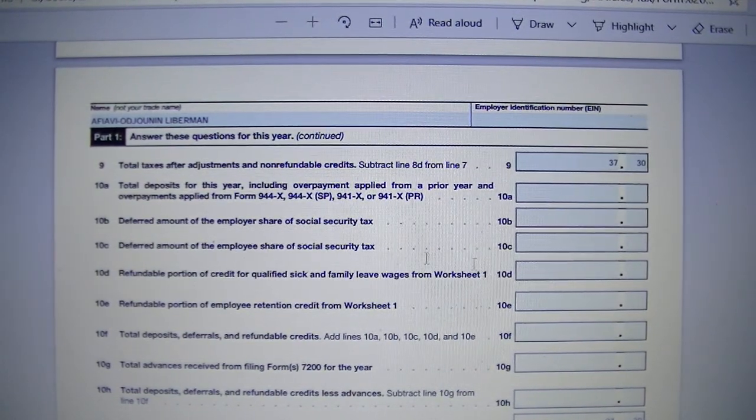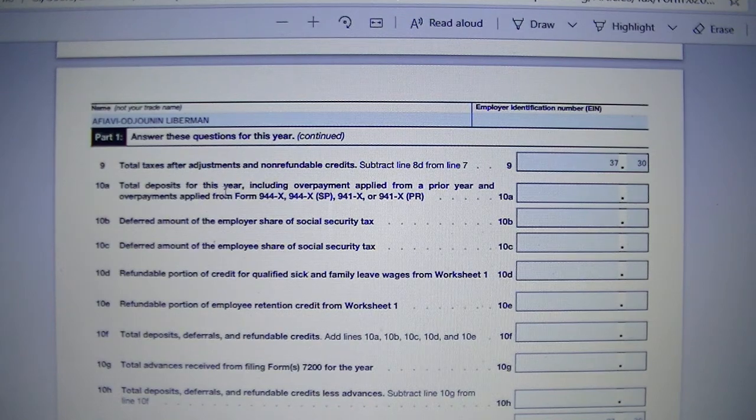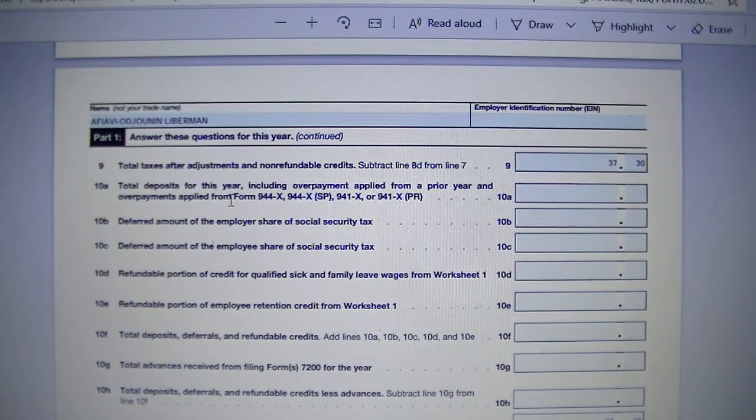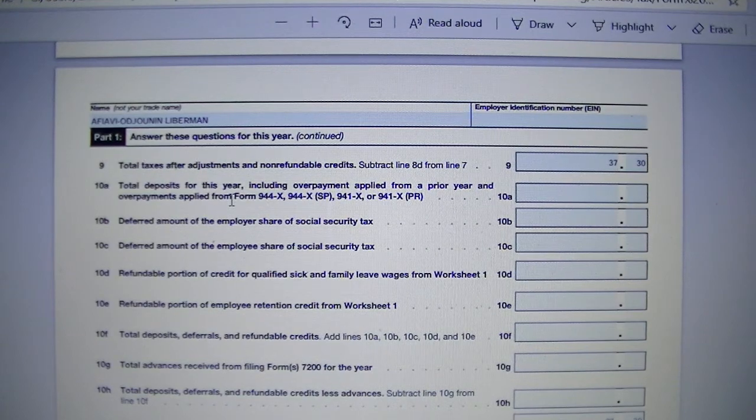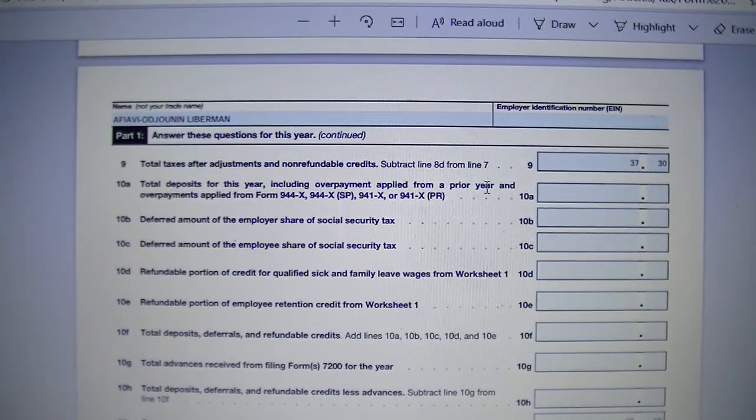for 2020. So line 10A, total deposits for this year, including overpayment applied from prior year. If you are required to make deposits, it will go on line 10A, and you will make deposits via EFT using EFTPS. Or if you have a refund, an overpayment that you didn't receive, it will go there as well.